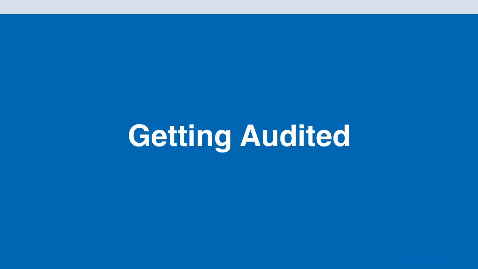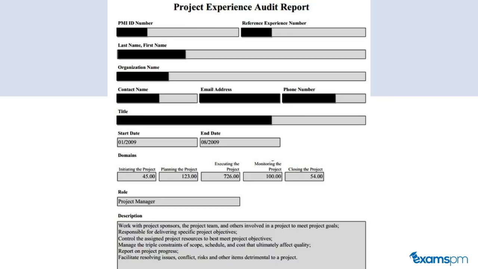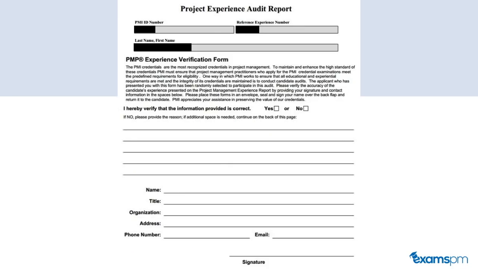So the way that they audit this is they will send you an audit report that looks something like this, where you have your name, the organization that you listed, the contact person that you listed, and all of their details, the start and end date of the project, the number of hours that you listed, and the role that you listed, and then the description that you listed. So essentially, it will list all the information that you listed for that project, and then what PMI will ask for is for that contact person to verify their identity and verify that you did do what you said you did on that project and sign.